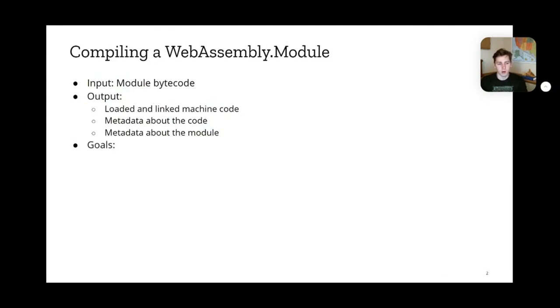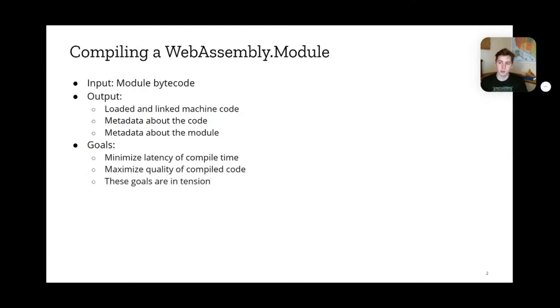Now, our goal with this is two things. We really want to minimize the latency of compile time. We also want to maximize the quality of the compiled code. These two goals are in tension, and you can trade off one for the other. So, like many things in life, the solution to problems like this is to add another compiler.